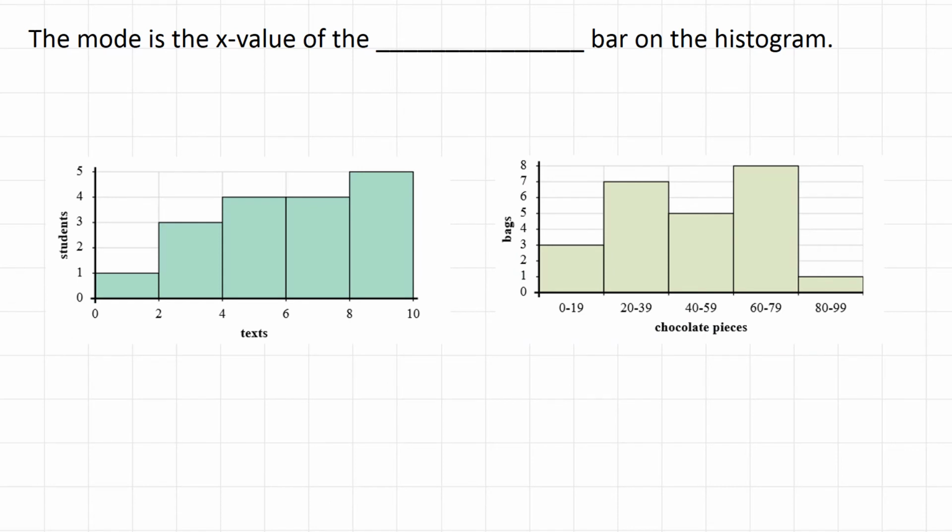Previously, when we talked about mode, you'll remember that it was the number that appeared the most often in a set of data. Well, now the data are binned together in these bins, so the mode is going to be the x value of the tallest bar on the histogram. Or in other words, it's the bar or the bin with the most number of values in it.